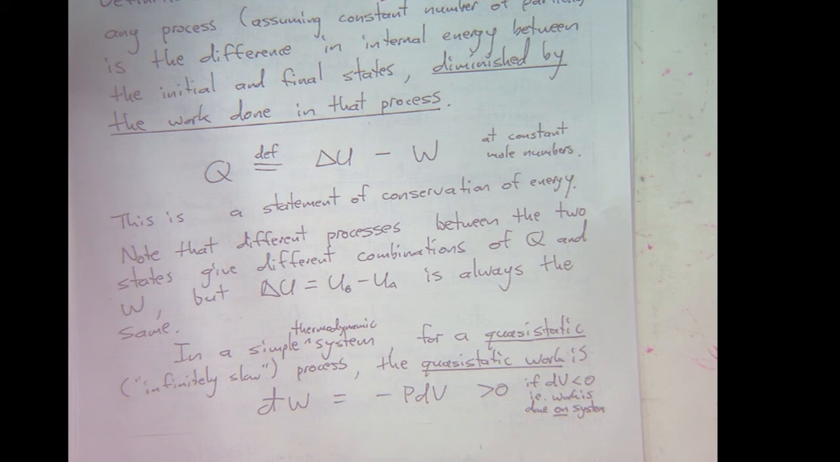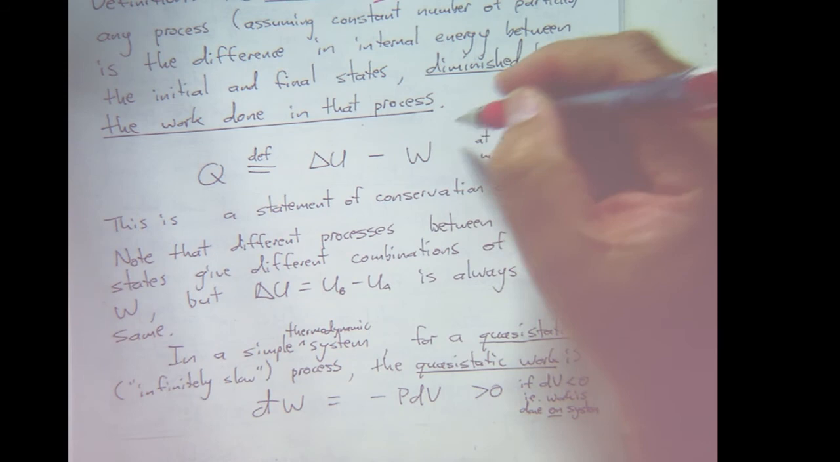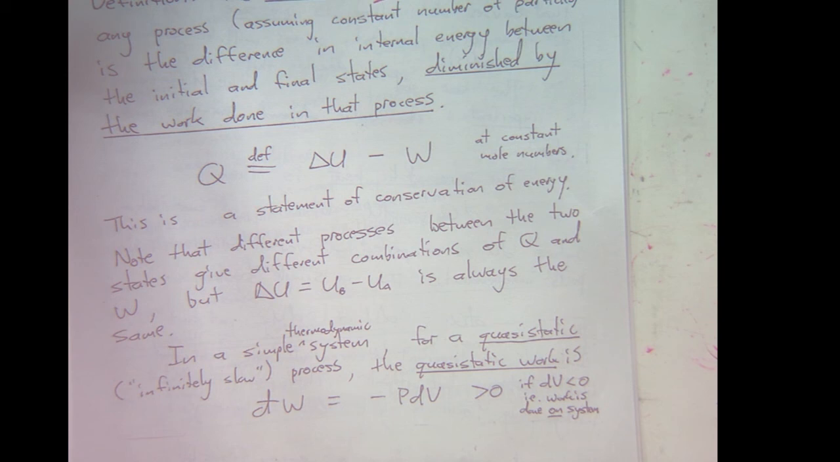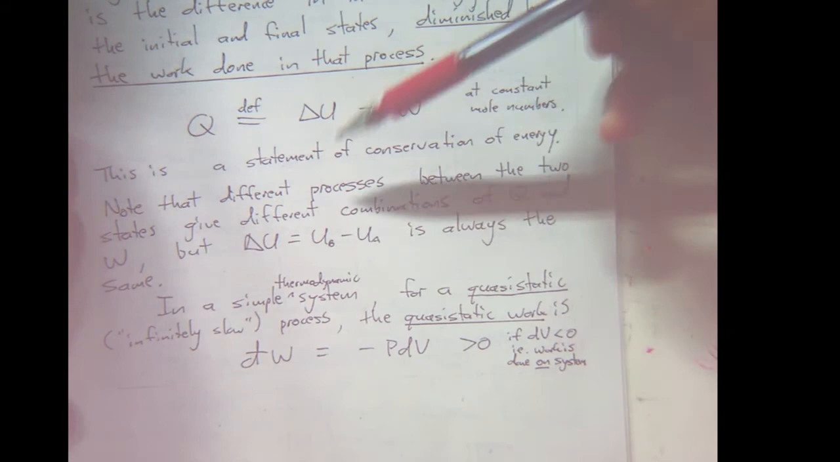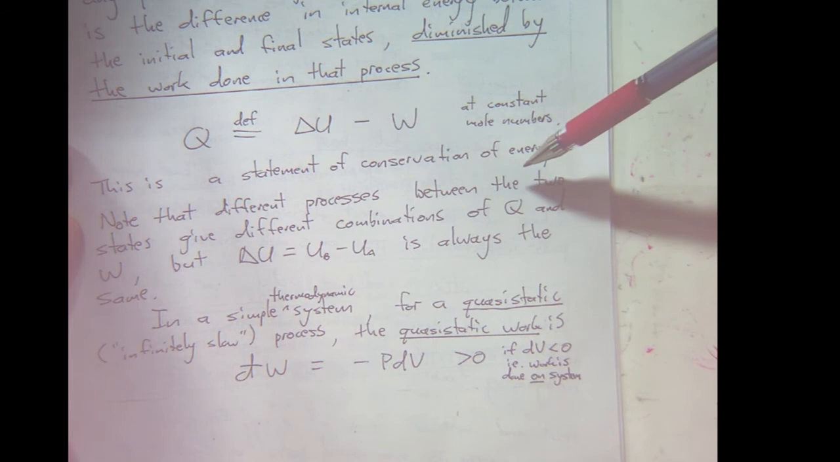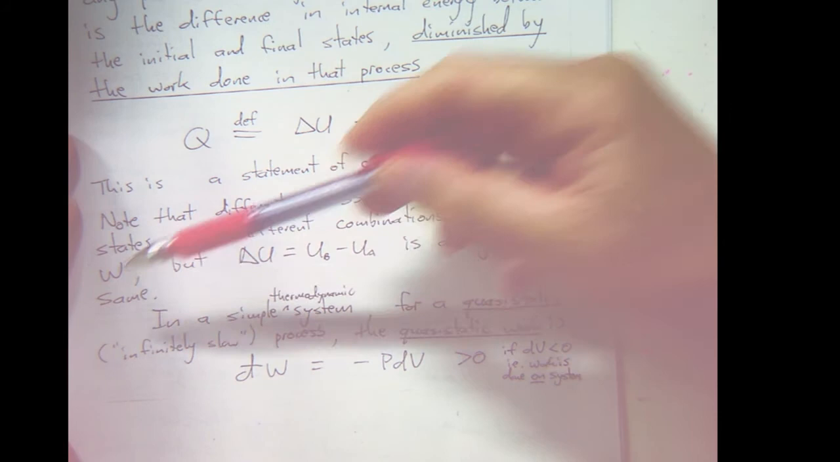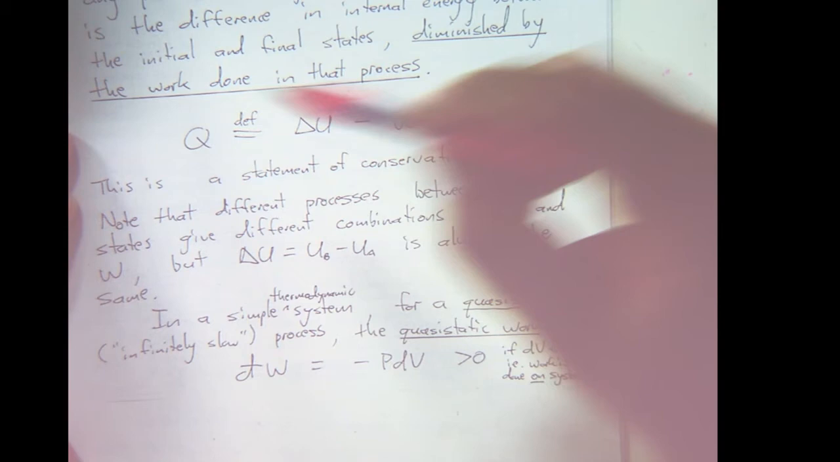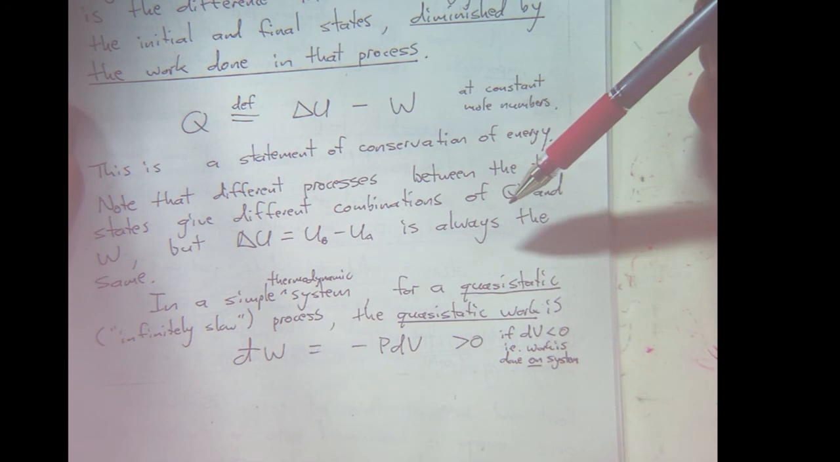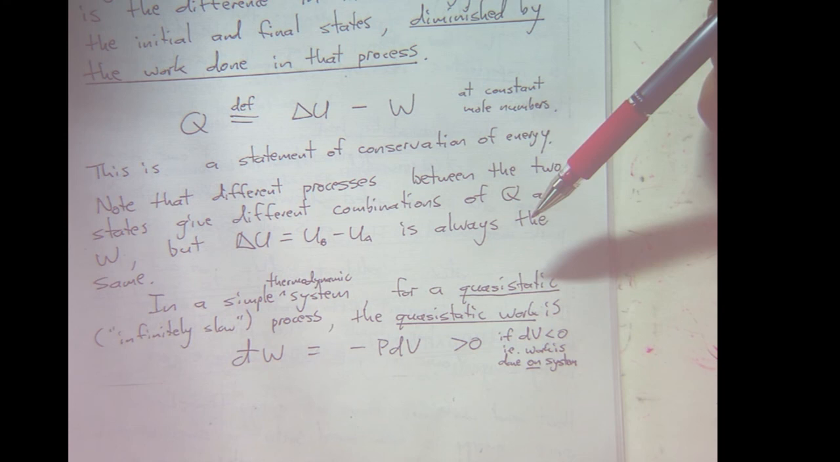which is really a statement of conservation of energy, saying that there are no other terms here. There's no chemical reaction that releases energy, for example. There are no mysterious energy sources or energy drains. You should remember that different processes between a particular pair of states give different combinations of Q and W, a different amount of heat transferred, a different amount of work done, depending on the path you take between two points. But the change in internal energy is always the same. That's the first law of thermodynamics. It's basically conservation of energy.